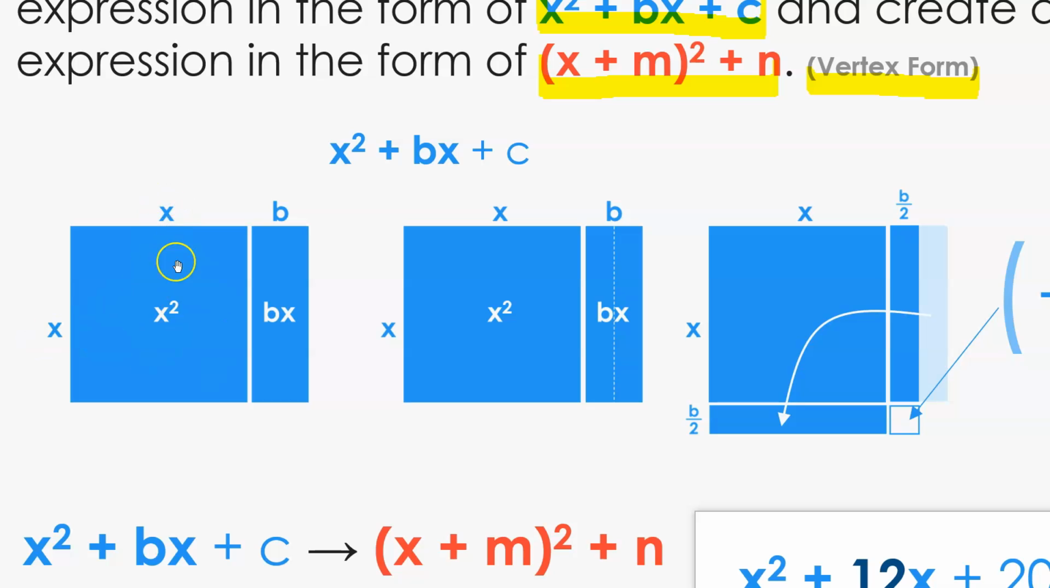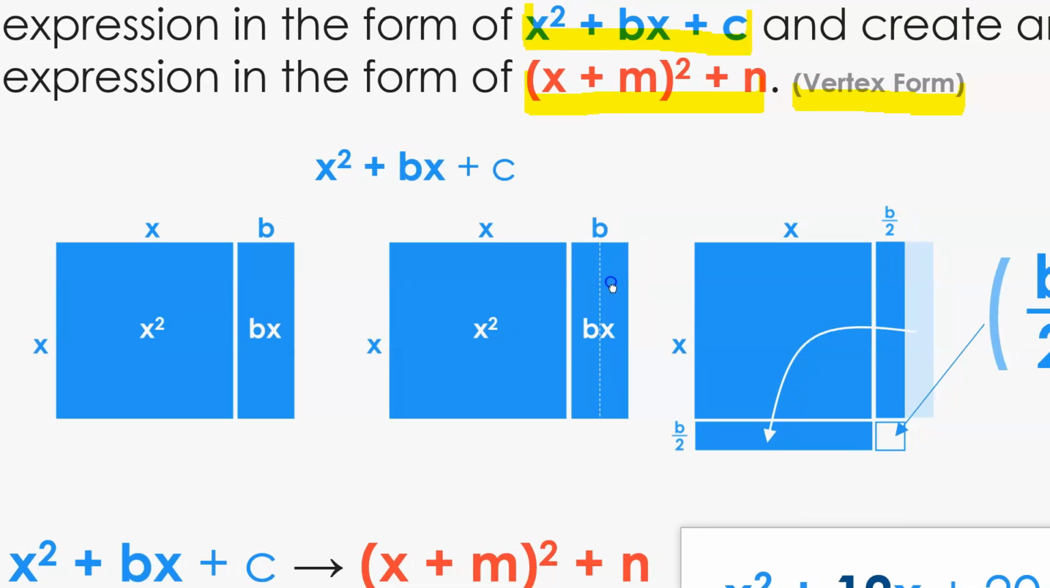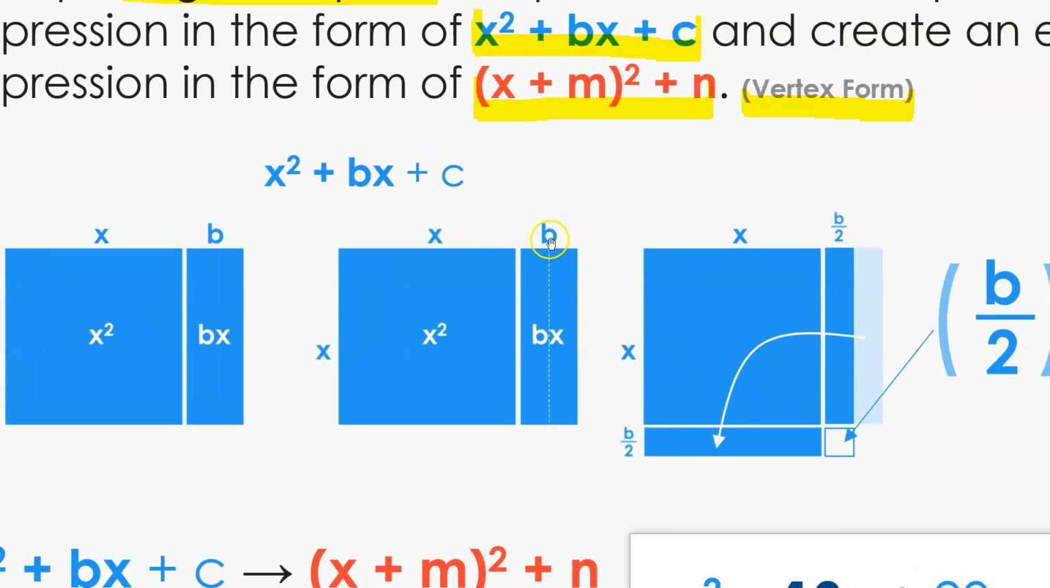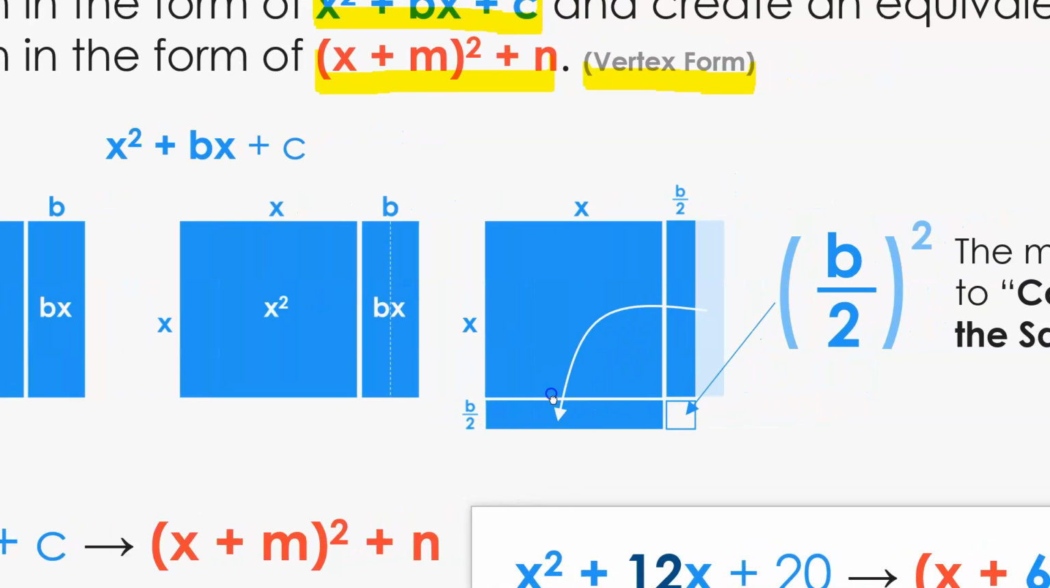X times x creates a square, x squared. Plus bx is another rectangle with the length of b and the other length of x, so the area of this rectangle is bx. If we wanted to put this into a square formation, what we could do is take the b rectangle and slice it down the middle in half. Now the length of half of this rectangle is b over 2, or half of b. We could then take this one piece, rotate it, and put it down here, and we get this graphic at the end.